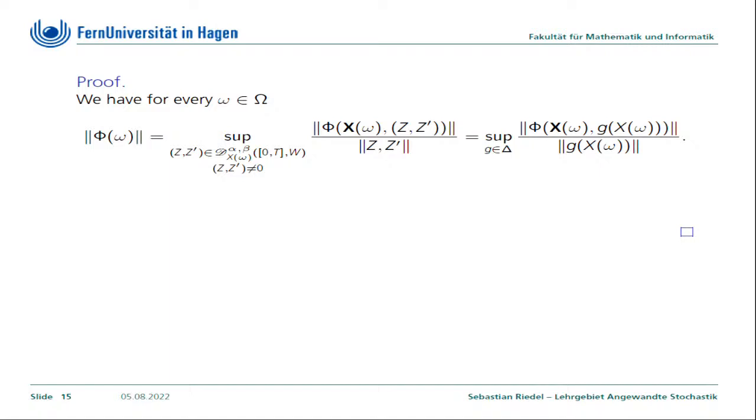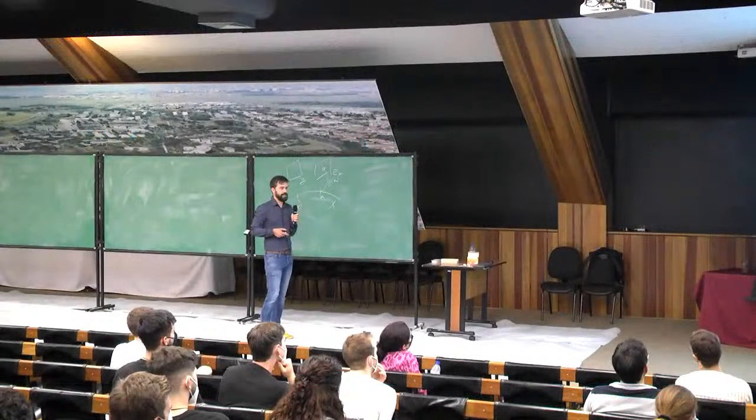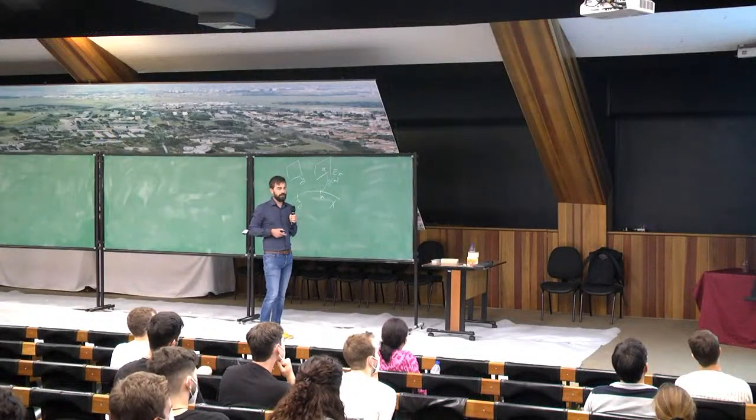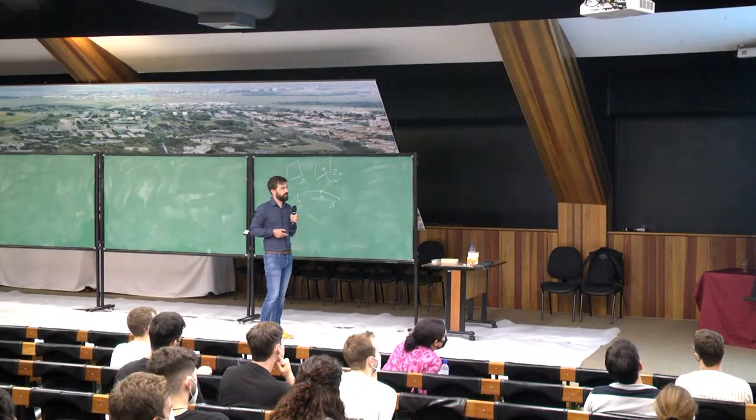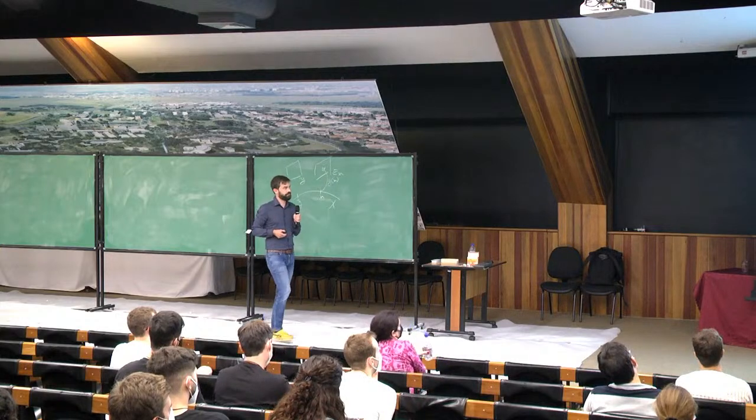But then in the next step here, and this is the crucial thing, I can, instead of taking the supremum over these elements in this space here, also take the supremum over the G's here because I know the density. Because I have the density for fixed G.